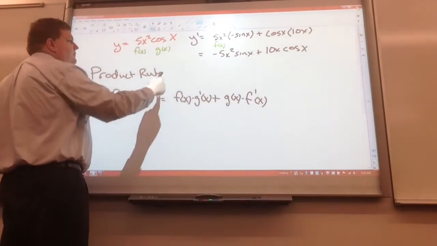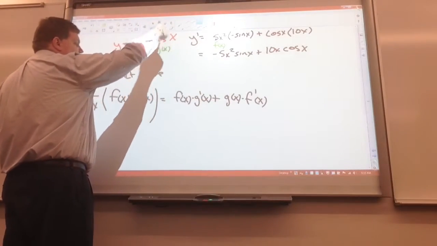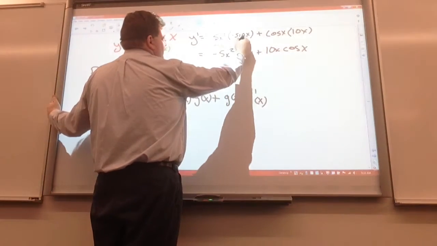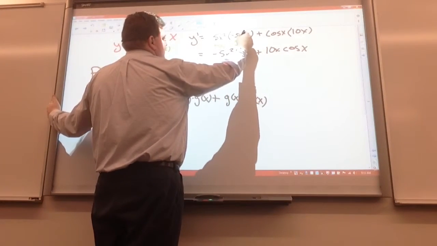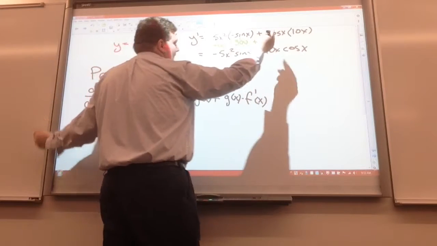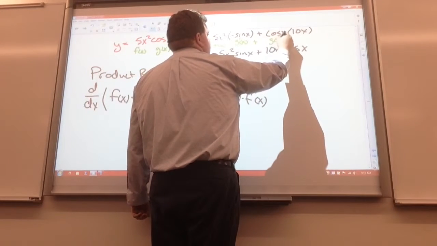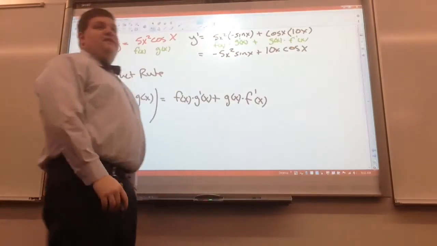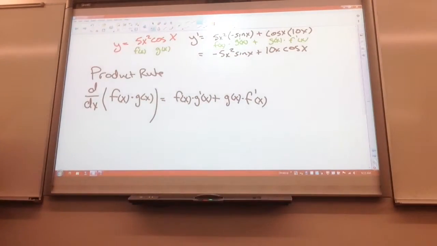Alright, so there's my f of x, keeping it the same. Then according to the product rule, I multiply that by the derivative of the second thing. Okay? So that's what the minus sine of x is. That's g prime of x. Then you add vice versa. So g of x kept the same times the derivative of f of x, like so. Is that clear now what I've done? Yeah. Okay? And then I just cleaned it up after that.